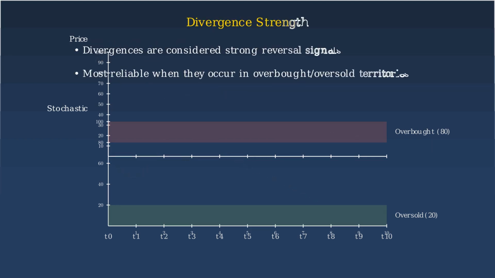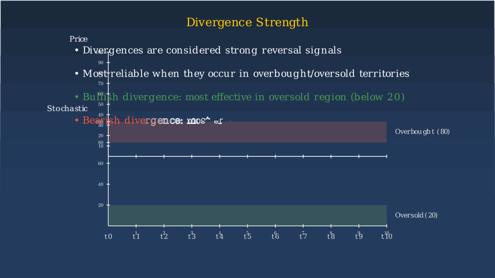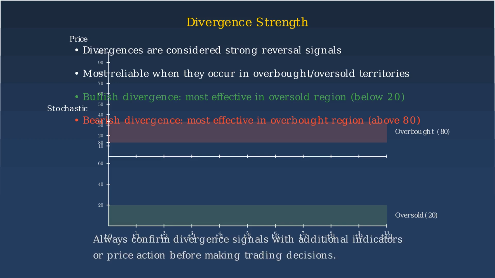Divergences are considered strong reversal signals, especially when they occur in overbought or oversold territories. Bullish divergence is most effective when the stochastic is in the oversold region below 20. And bearish divergence is most powerful when the stochastic is in the overbought region above 80. Always confirm divergence signals with additional indicators or price action before making trading decisions.